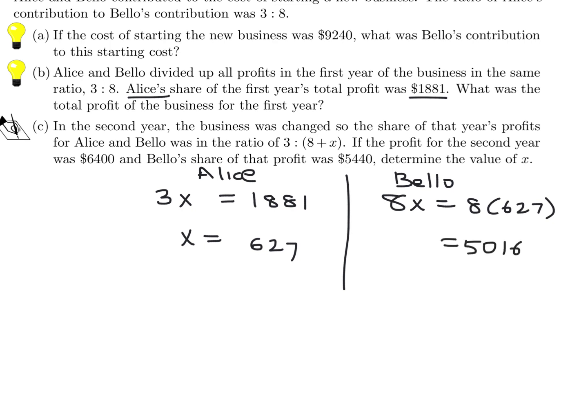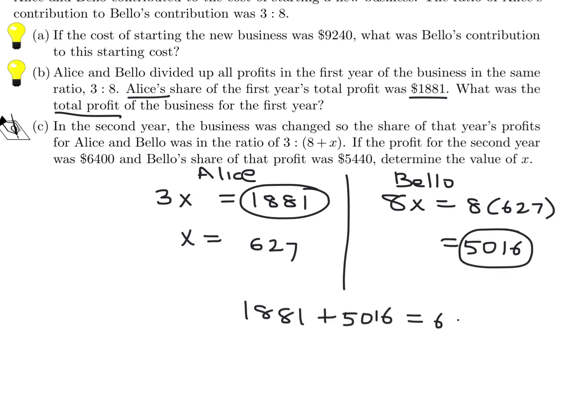So what do they want? They want the total profit. Okay, so total profit's going to be this and this, I believe. Is that right? Yeah, 1,881 plus 5016, and that's going to be 6897.